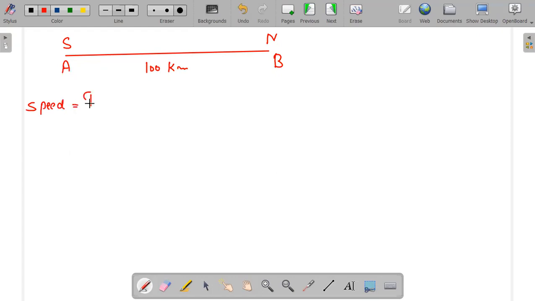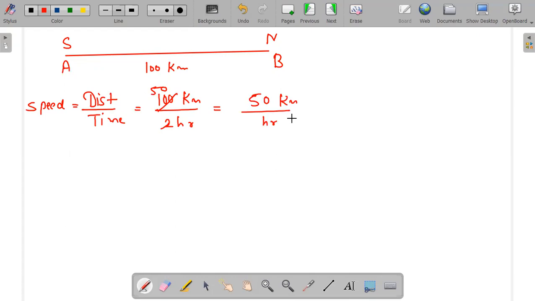What is the formula of speed? The formula of speed is distance upon time. Distance is 100 kilometer and time is 2 hours. Now the answer is 50. So I'm writing 50 kilometer per hour. Now I move the hour from denominator to numerator, and then it gets a negative power, so it will be 50 kilometer per hour. I can use the sign of minus.